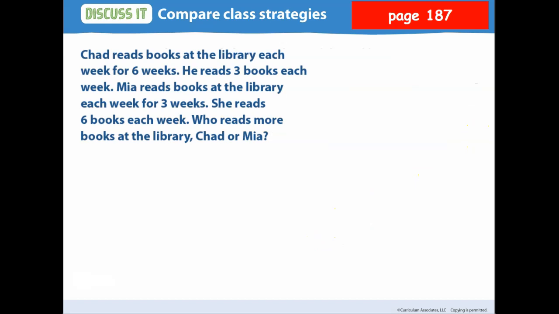One way to do this is I'm just multiplying, right? So for Chad, I have 6 times 3. This is for Chad. But for Mia, she has 3 times 6.